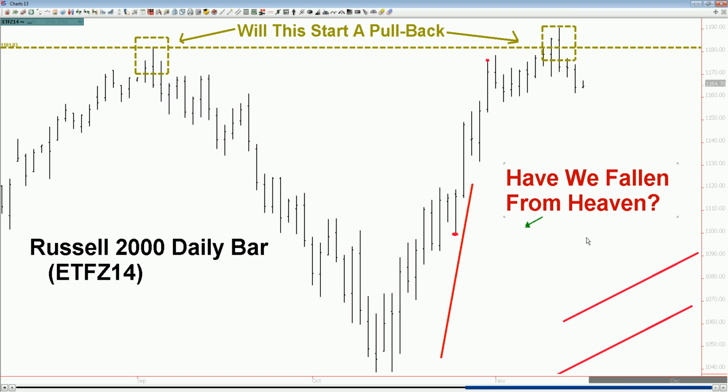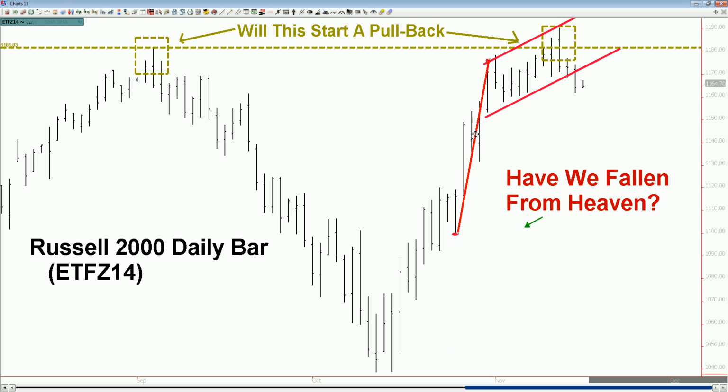And I have a question. Have we fallen from heaven in the Russell? What does that mean? Have we fallen out of our little flag here? Is that what just happened? Because if you look at this right now, I'm not 1,000% sure that Russell's still in the flag anymore.